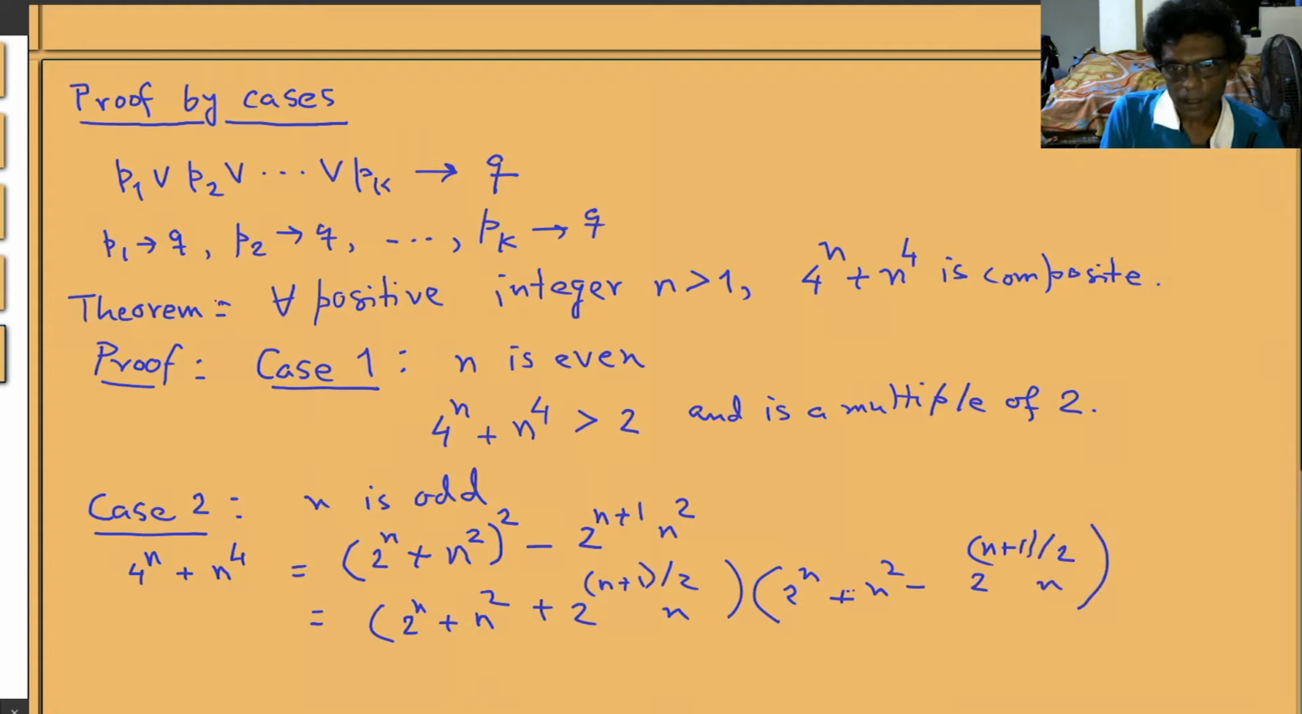Okay. Now it is an easy matter to check that for n greater than or equal to 2, this quantity is greater than 1, and this quantity is anyway greater than 1. But for n equal to 1, this will evaluate to 5 and this will evaluate to 1. So for n equal to 1, this is not true, but otherwise for n greater than or equal to 3, this is a quantity greater than 1, this is a quantity greater than 1, and therefore this quantity is composite. Okay, good. So this is called proof by cases.